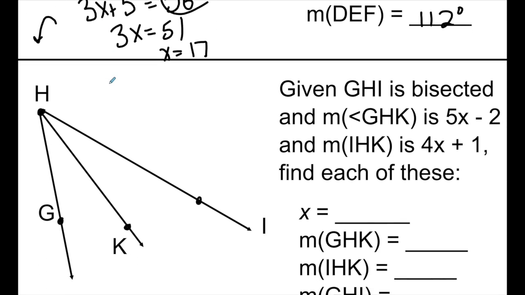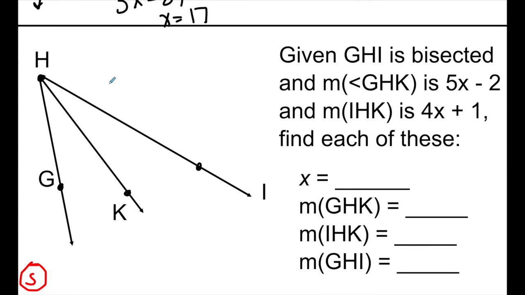All right, now I've got GHI is bisected, we know that, and M of GHK is 5x minus 2, and M of IHK is 4x plus 1. I need to find x, GHK, IHK, and GHI, all of those measurements. So what do I know? Again, this is bisected, so what do you know about the angles? Okay, right, the measurements are the same.